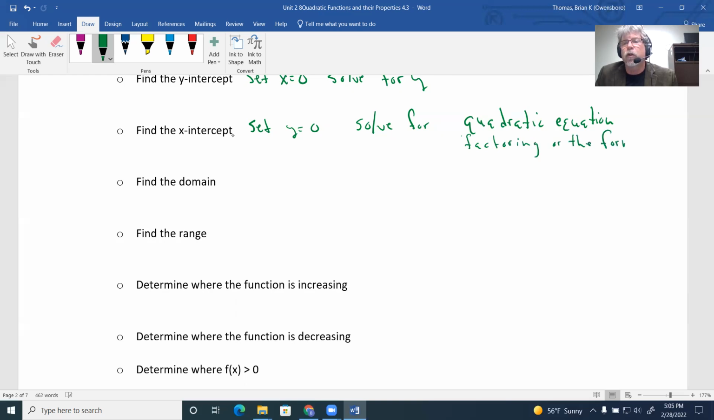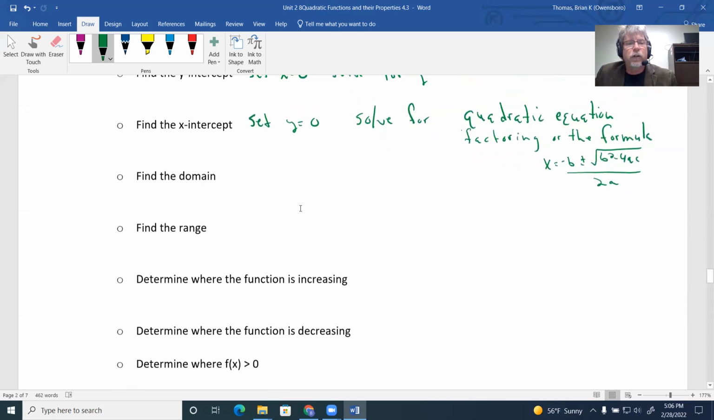Remember, the quadratic formula is x equals negative b plus or minus the square root of b squared minus 4ac, all over 2a. So we have to use one of those. That's where it gets a little complicated, finding these x-intercepts sometimes. Again, x equals negative b plus or minus the square root of b squared minus 4ac, all over 2a. And there are some other little tricks here.